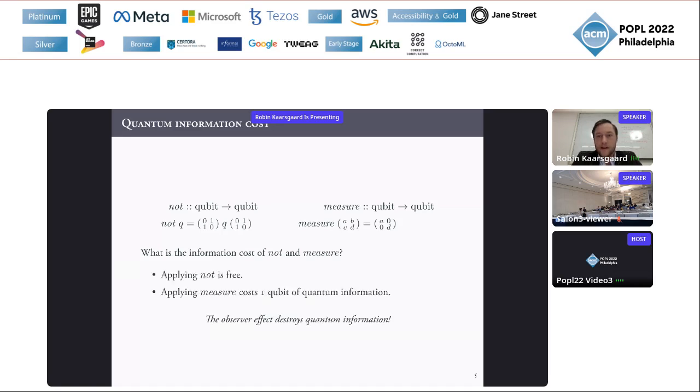And well, applying the NOT function again is free, right? Because we can always recover the output, or recover the input, I should say, just by applying it again. On the other hand, whenever I apply measure, I spend my qubit, in a sense, right? Because what measure does is that it decays the state of my qubit into actually a classical state now, a classical probabilistic state. So I lose all of my quantum correlations. So in fact, what we'll see here is that the observer effect destroys quantum information. So what does this have to do with quantum information effects? So all of a sudden, this seems to be something about measurement.